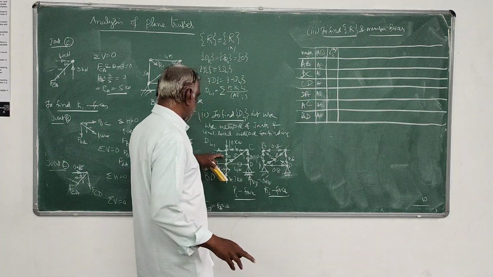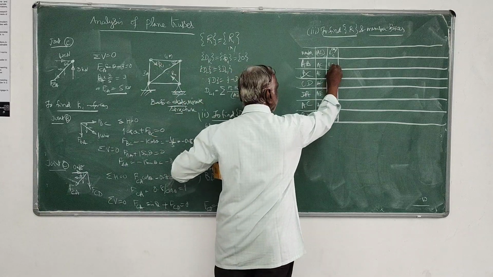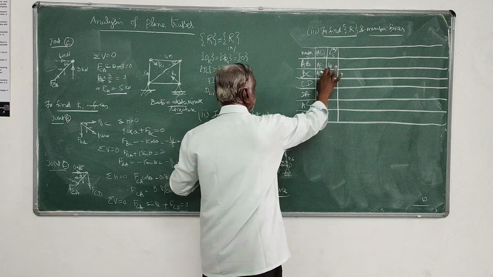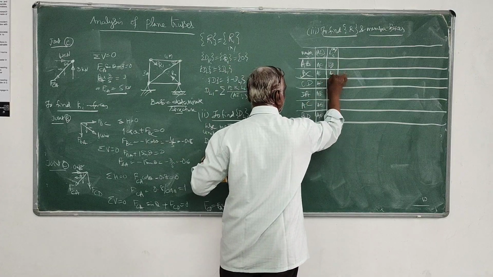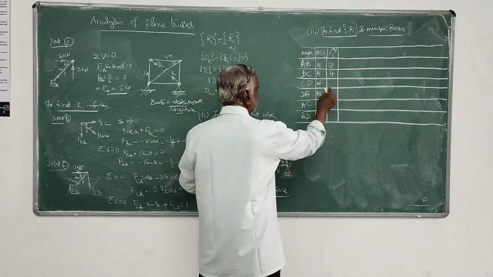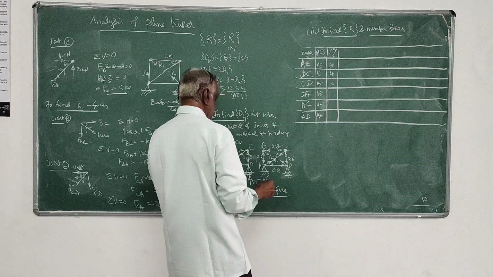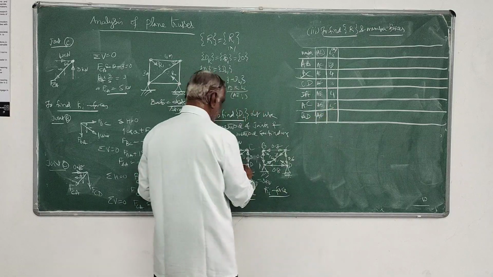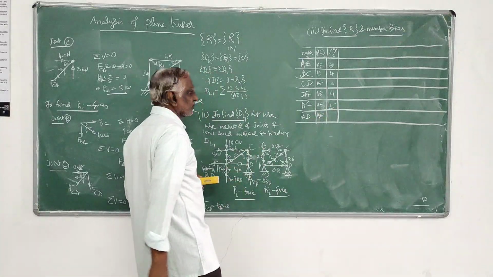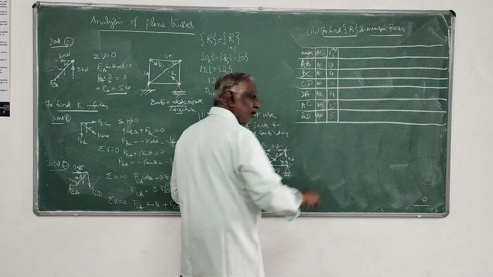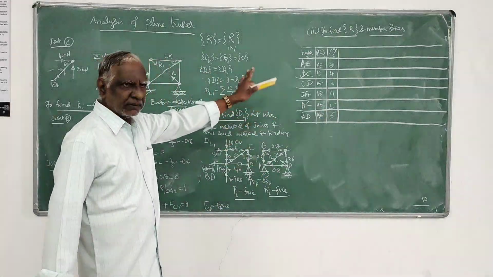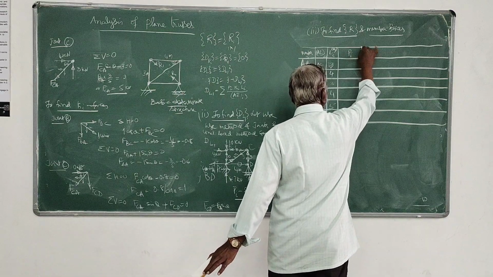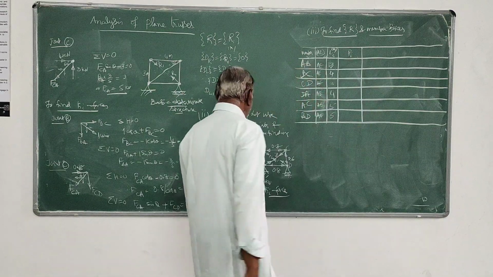So L, AB length is 4 meters, that is already given. BC, AB is 3 meters, BC is 4 meters. Then CD 3 meters. DA 4 meters. AC 5, that is square root of 3 square plus 4 square, that is 5. And BD also 5. So these are the information given. Then you have to find PI, the P forces, whatever you have evaluated.